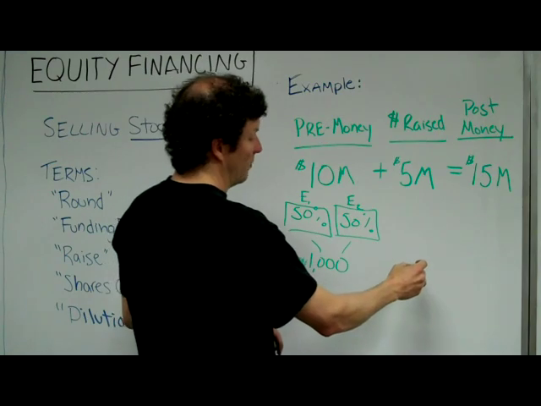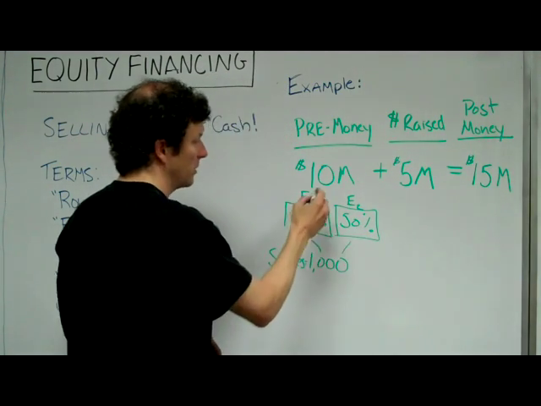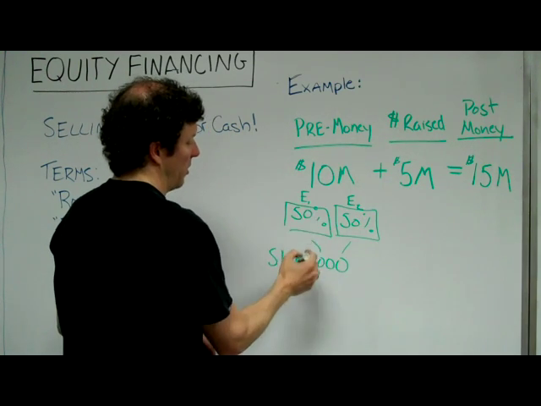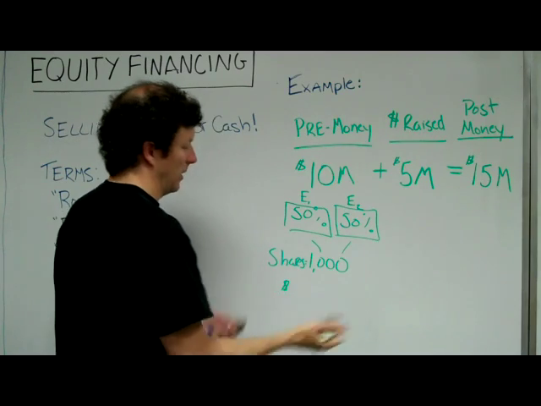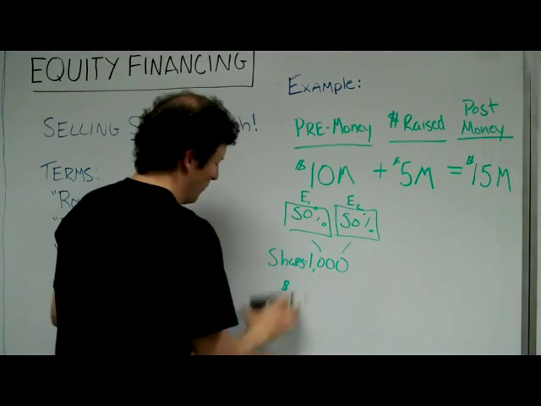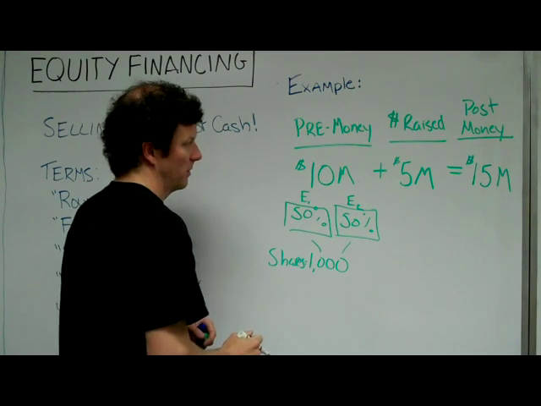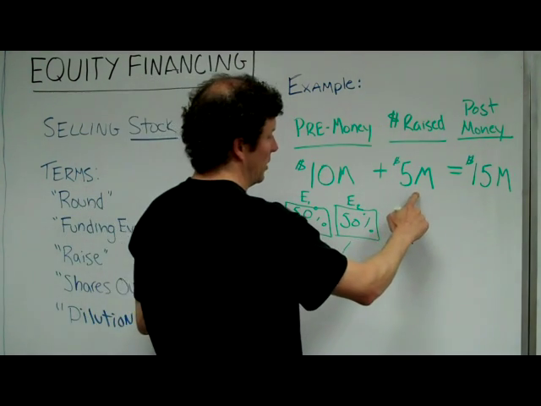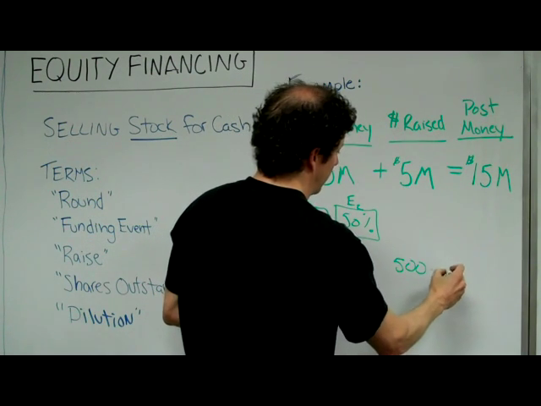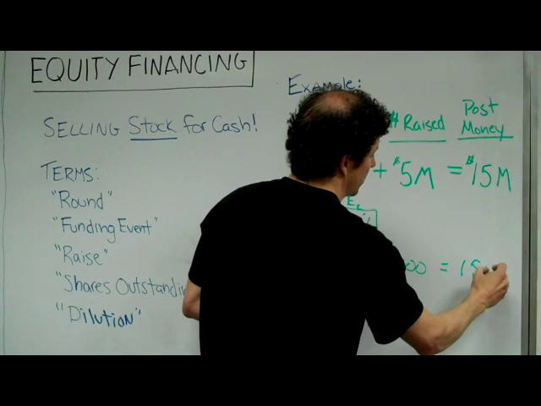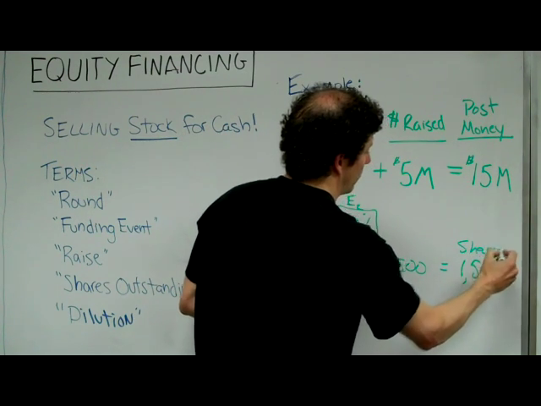Now, after you've raised $5 million and the company's worth $15 million, you're going to have to issue another 500 shares. You can see the math here. There's 1,000 shares, and each of these folks owns 500 shares. In this case, we're going to have to issue another 500 shares for the new investor. So we're going to have 1,500 shares total at the end of the equity financing.